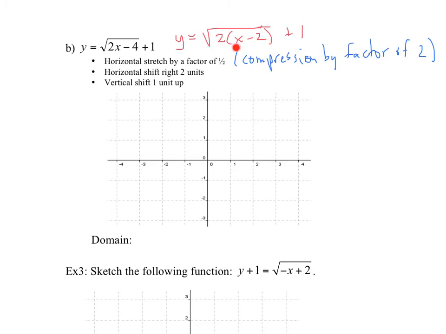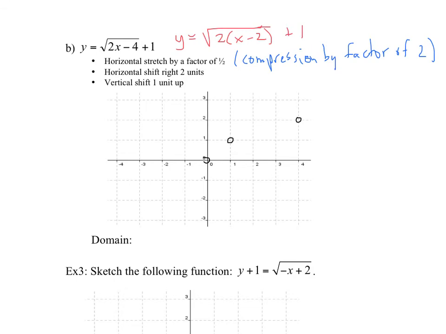Now this 2 over here, this is moving 2 units to the right. Right? This is a translation. So a horizontal shift right 2 units. And this is vertical shift up 1 unit. Okay, so that's what we're going to do to our original function. Again, for the original function, I'm going to start with my 3 points that I know. I know these 3 points of my original graph.